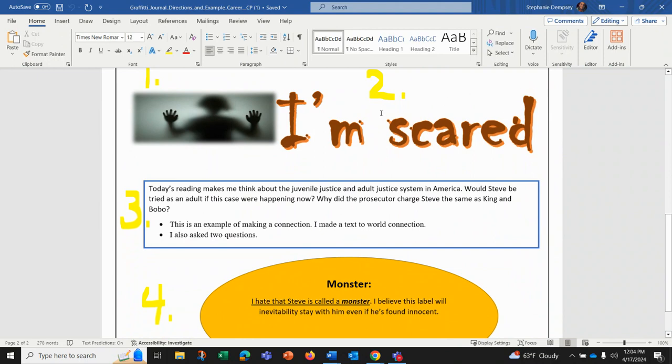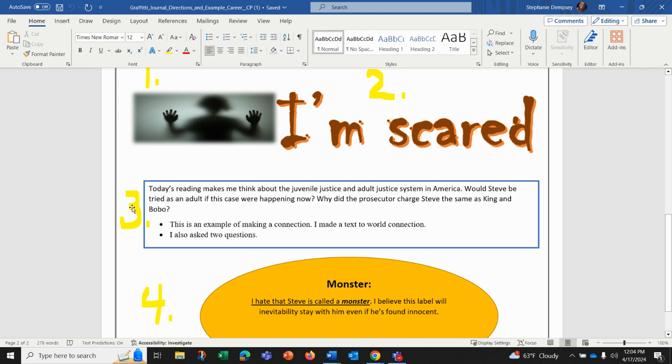Part two is to find a word or phrase that connects to the day's reading. So I put, I'm scared. So I know that Steve was locked in prison. He was in an unfamiliar place and really terrified of what was going on. So those are the words I thought were important.